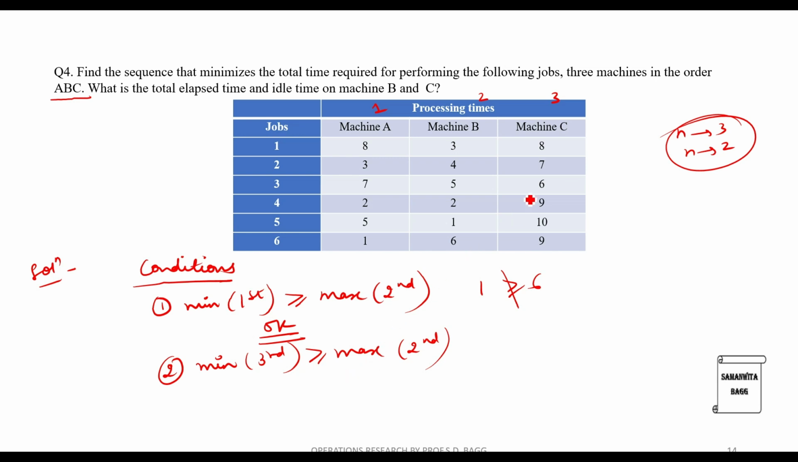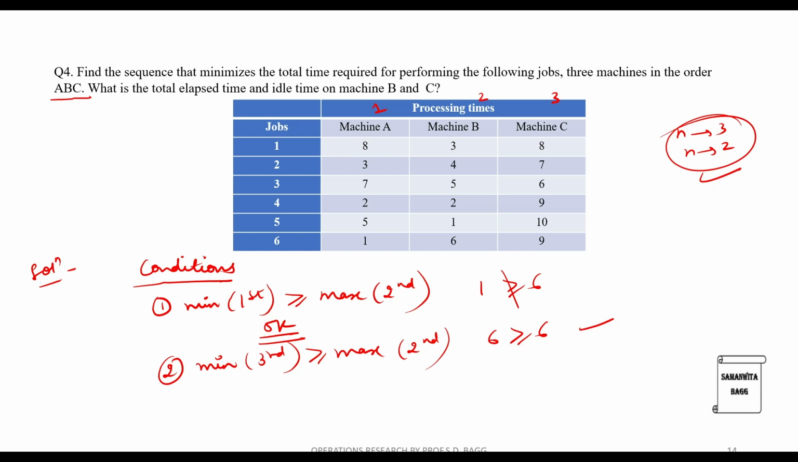Let's see the second condition. Minimum of C. Here the minimum value is 6. It should be greater than equal to 6. So this condition is satisfied. Now either of the two conditions should be satisfied. Only then you can convert it into this form. So okay, this is possible.